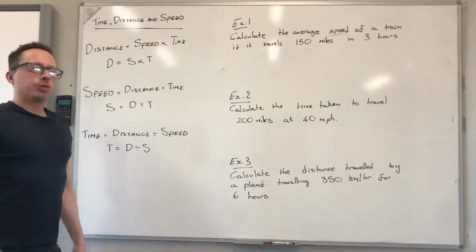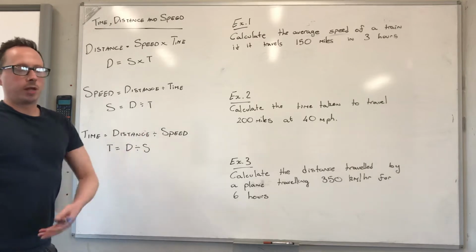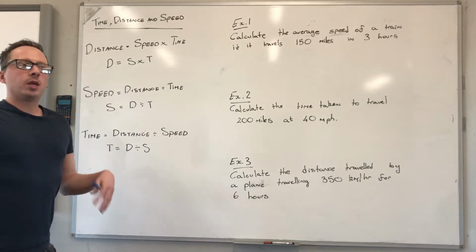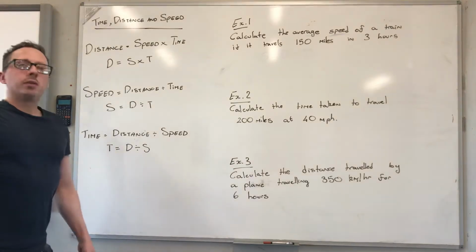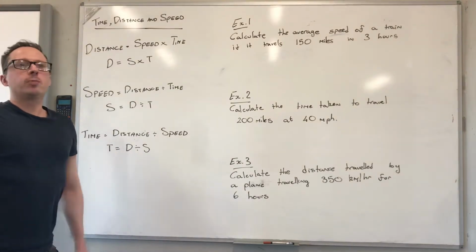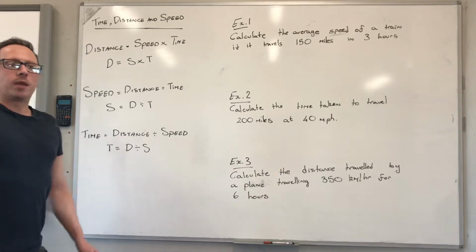So if I was getting a train from Glasgow to Edinburgh, the time it takes me is the length of time from Edinburgh to Glasgow. The speed is how fast the train is moving. And the distance is how far away Glasgow is from Edinburgh.